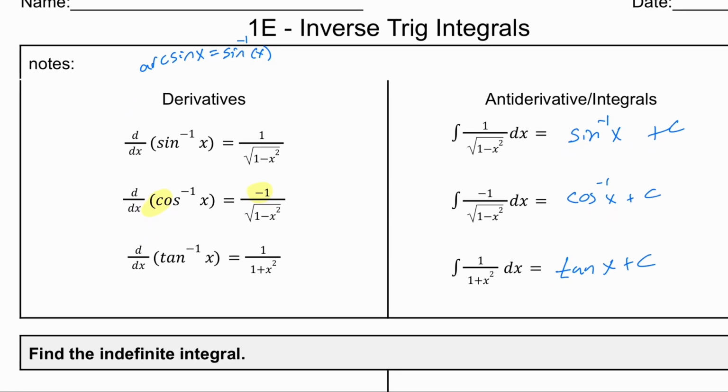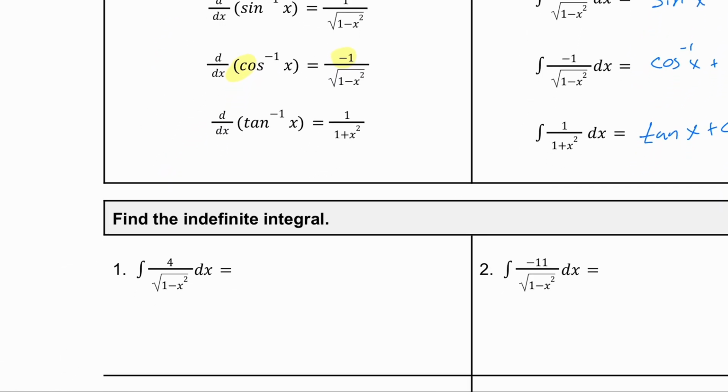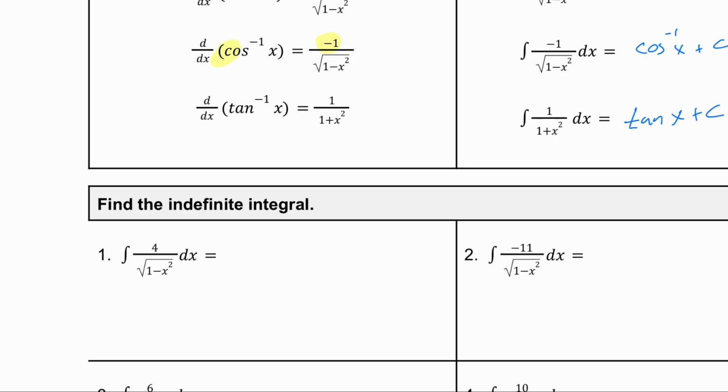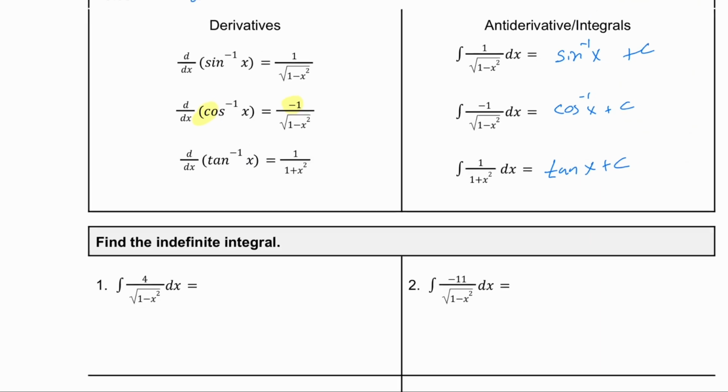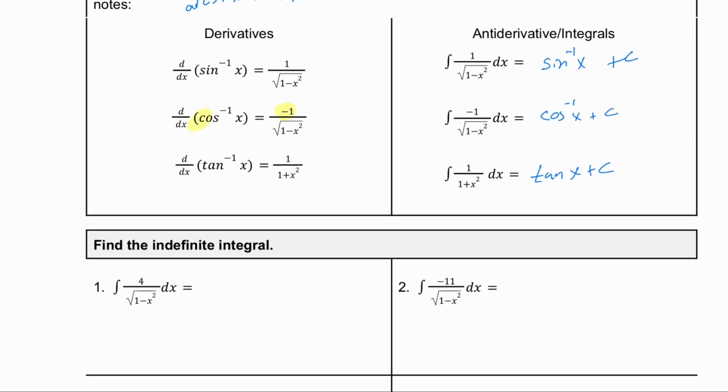There are a couple of practice problems down here. I'll do one with you, but not too many. I just want you to get used to these. Really, you just need to have a familiarity with those derivatives of the inverse sine, cosine, and inverse tangent functions.